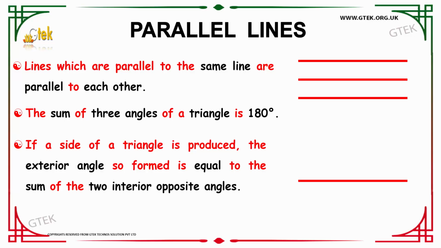Lines which are parallel to the same line are parallel to each other. It's quite a common fact. The sum of three angles of a triangle is 180 degrees. If a side of a triangle is produced, the exterior angle so formed will be equal to the sum of the two interior opposite angles.